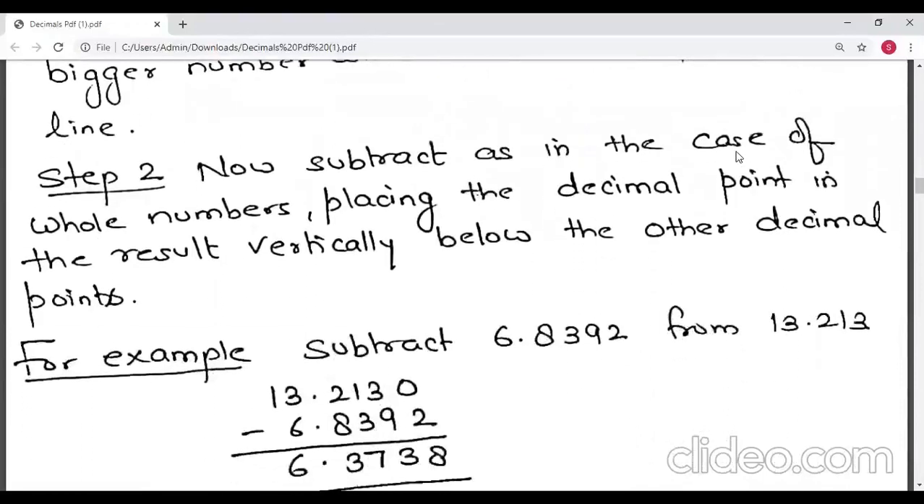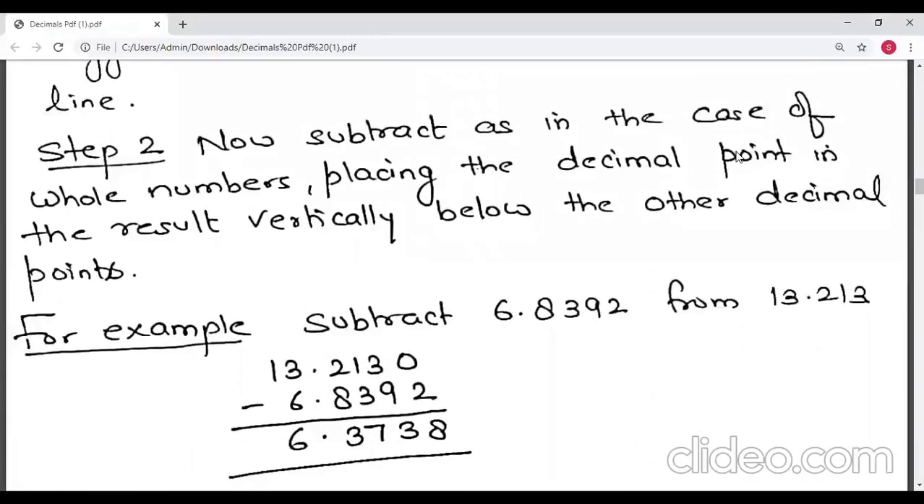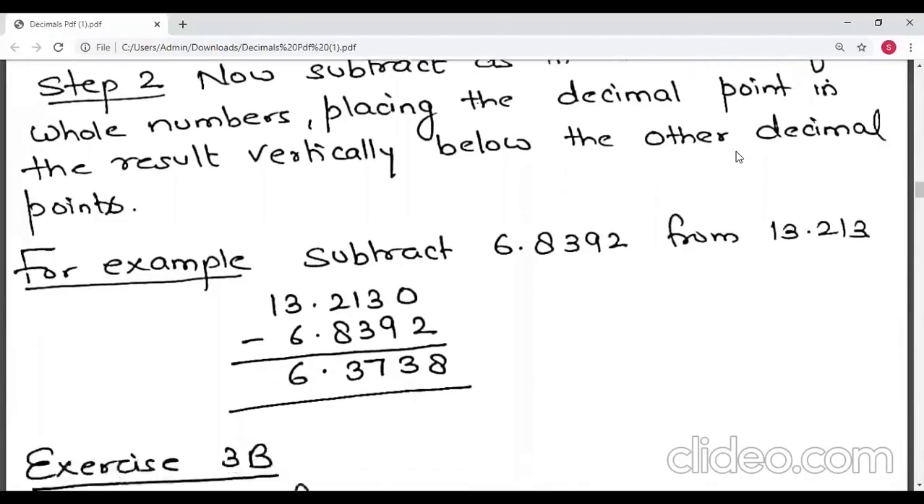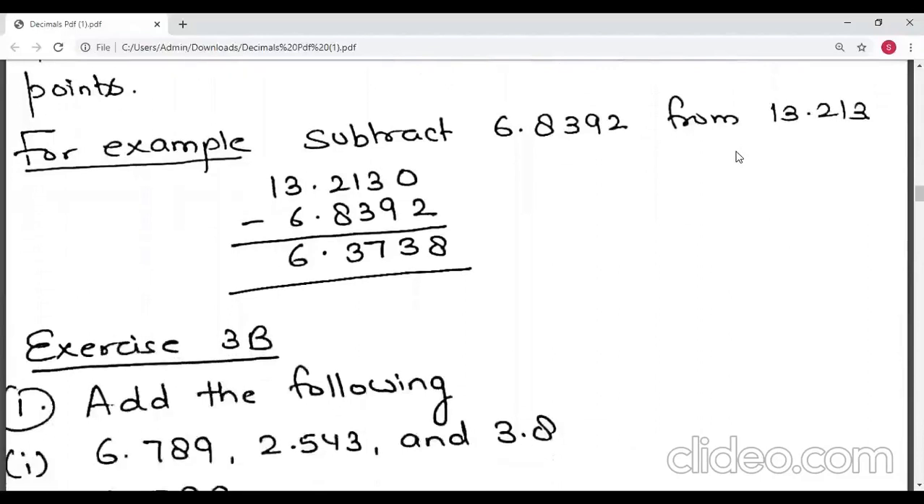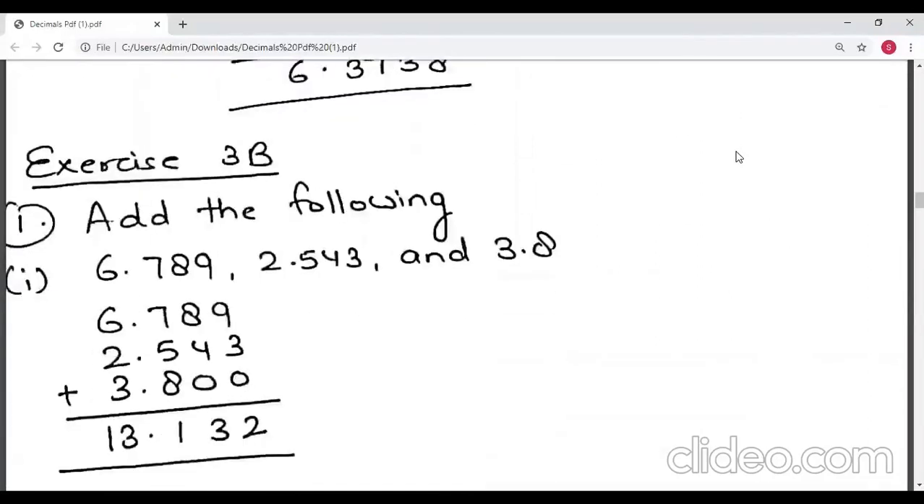Subtract 6.8392 from 13.213. Out of these two numbers, the bigger number is 13.213. So from this number, we'll subtract 6.8392. We will first try to make these numbers like numbers. So 13.213 can be written as 13.2130. Write down the next number under this number, 6.8392. Subtract as usual. The answer will be 6.3738.